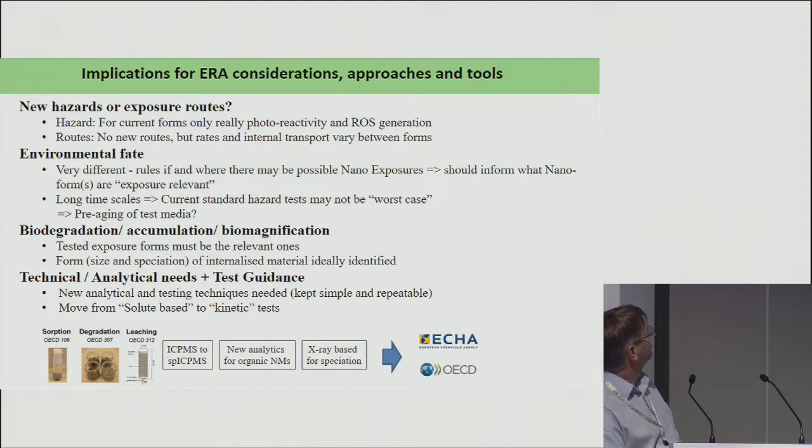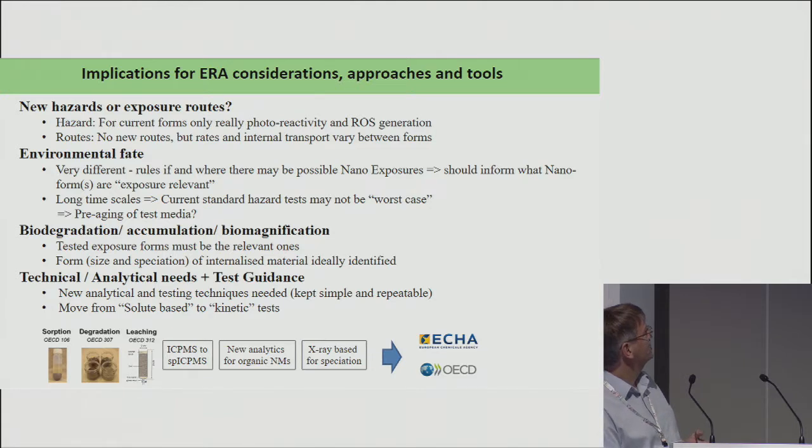Environmental fate is very different. It really rules what the possible nano-exposures might be, and it should inform what the forms are that we want to have as the exposure-relevant forms which the risk managers should consider. The timescales are long, much longer than they are for chemicals, which means current standard hazard tests may not present the worst case, as I said.